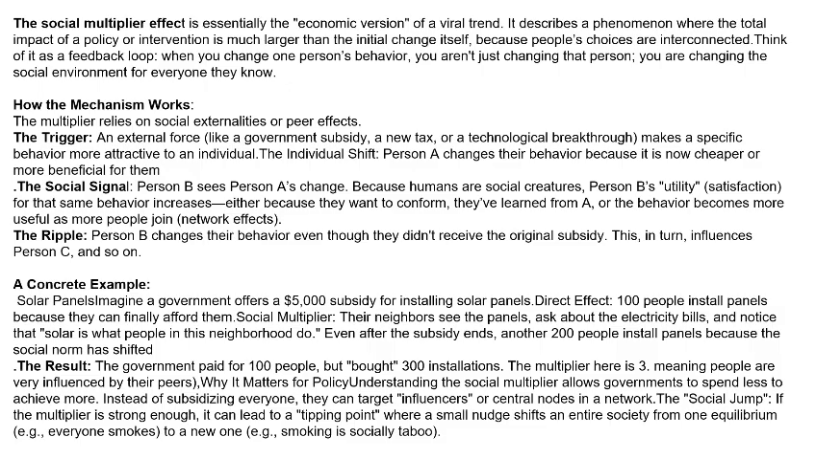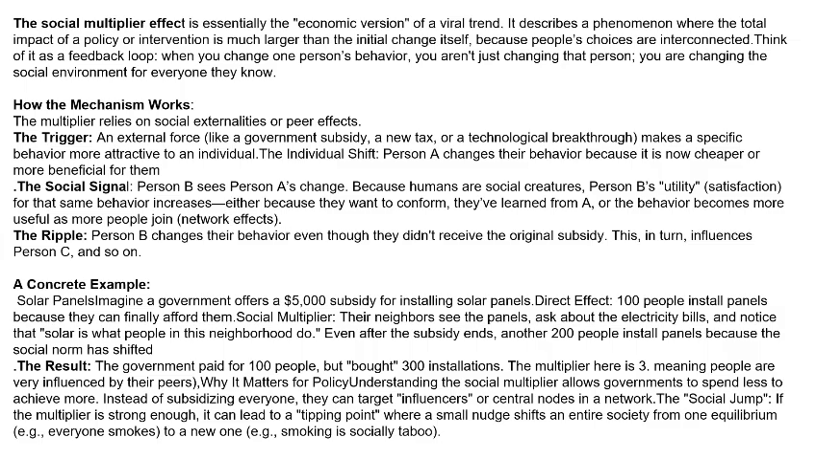Solar panels. So imagine a government offers a $5,000 subsidy for installing solar panels. Direct effect: 100 people install panels because they can finally afford them. And social multiplier: their neighbors see the panels, ask about the electricity bill, and notice that solar is what people in this neighborhood do now. Even after the subsidy ends, another 200 people install panels because the social norm has shifted.